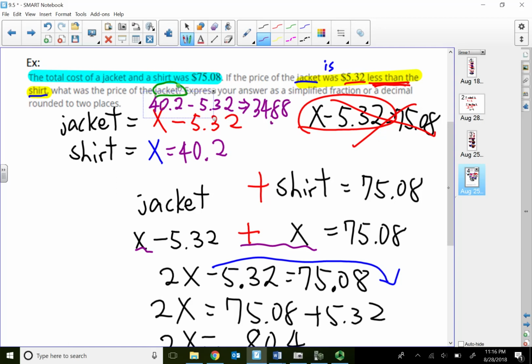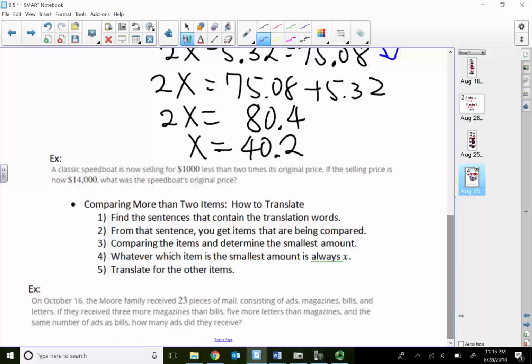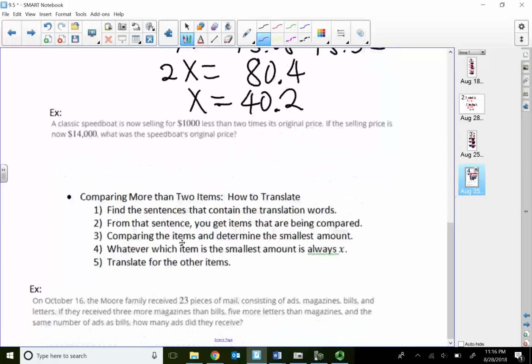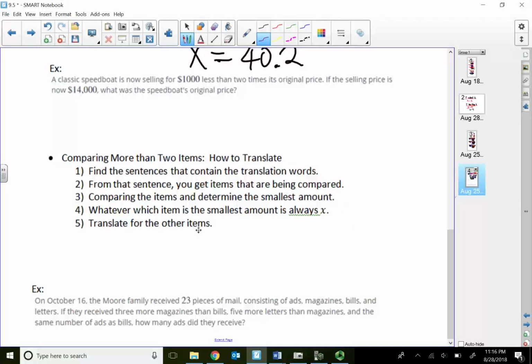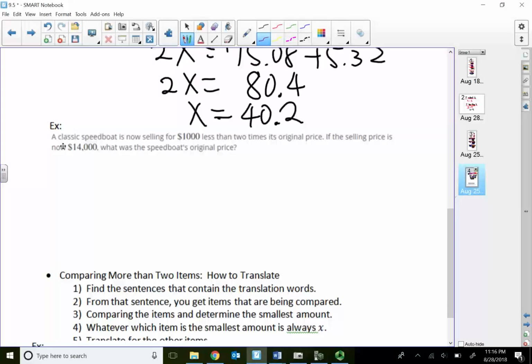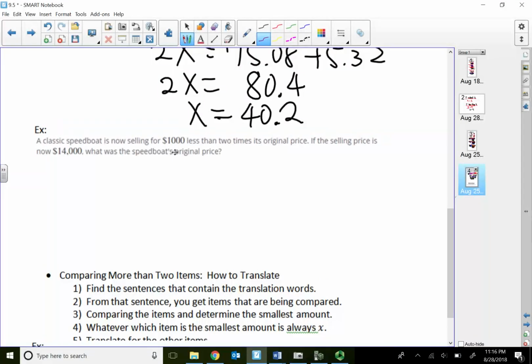All right, so let's try again, okay? Let me move this down. This one is slightly different, but still the same concept on how to translate. The classic speedboat is now selling for $1,000 less than 2 times its original price. Period. I see the words less than, I gotta translate that. So right away, this very first sentence contains my translation word, so I got to translate.